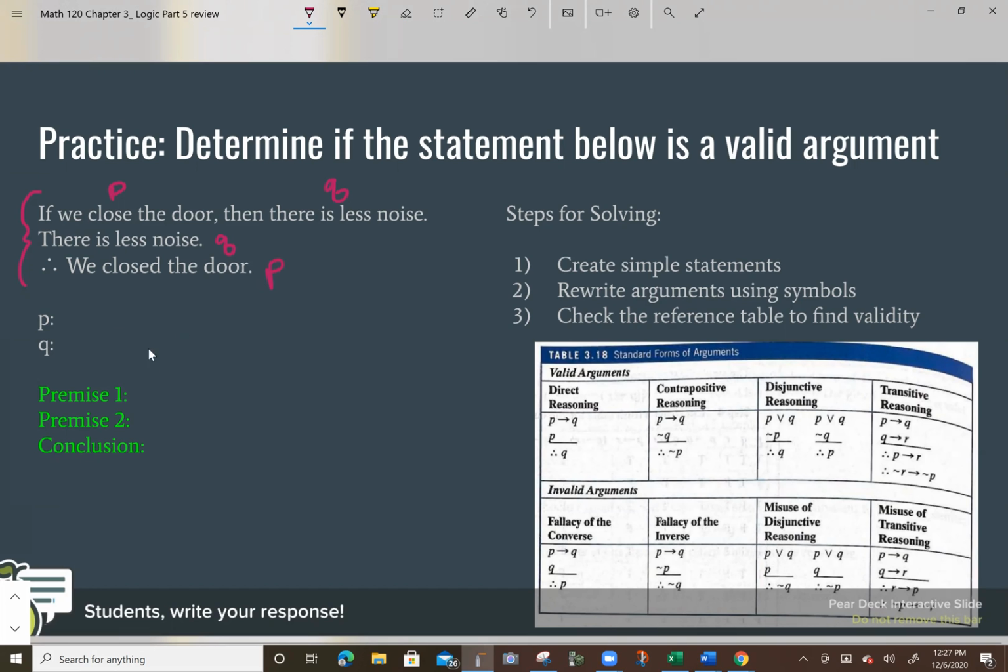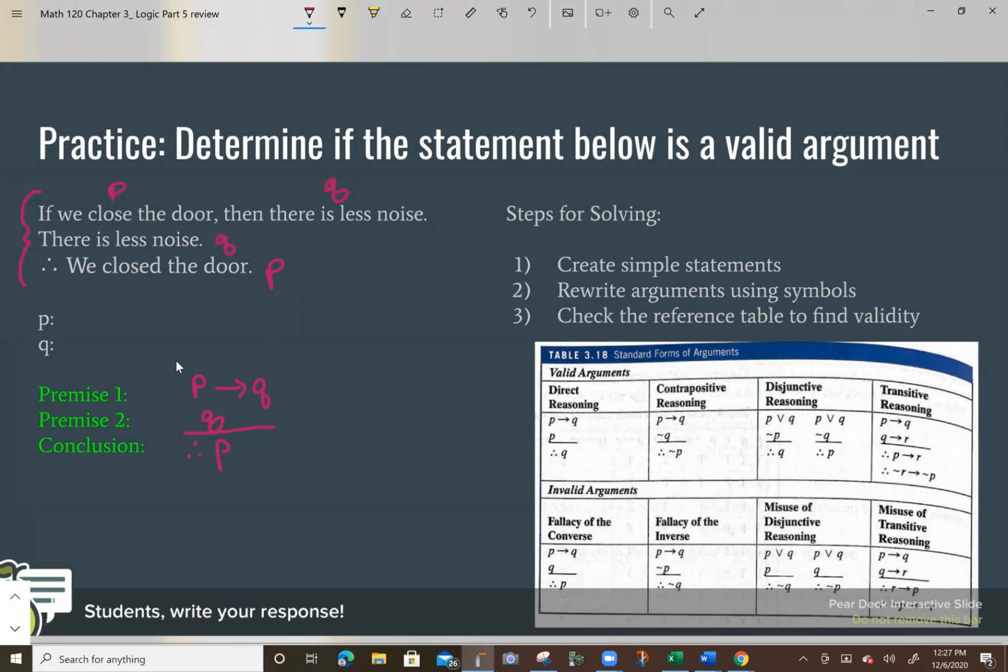So our first premise is that first sentence. If we close the door, you know what, I'm not going to write it out because it's right up there, but I am going to write it in symbols. So premise 1 would be, since it's an if-then, P goes to Q: if we close the door, then there is less noise. Premise number 2 is just Q. And then our conclusion is therefore we close the door, which is P.